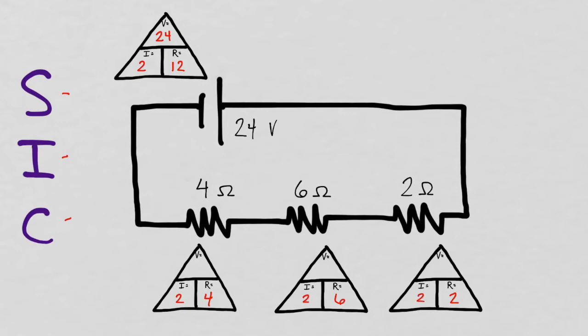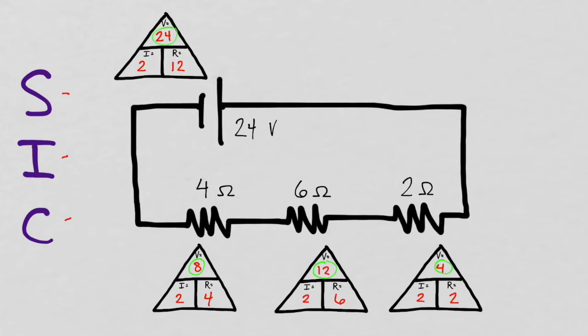We can now use multiplication to find our individual voltage values for each resistor. So we would have 8, 12, and 4. In this circuit, current is constant, and the voltages should add up to our total voltage. We look at those. 8 plus 12 is 20, plus 4 is 24.